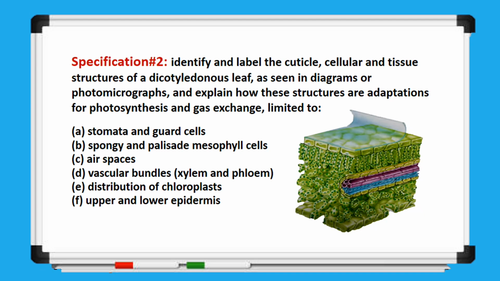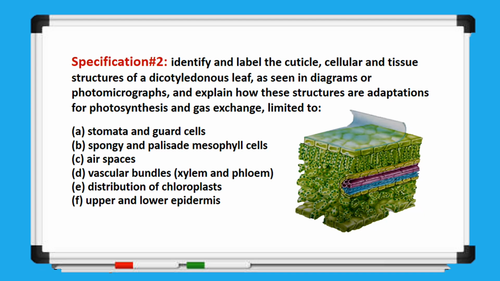First, the stomata and guard cells, which are responsible for controlling gas exchange and water loss. Then we have the spongy and palisade mesophyll cells, which play different roles in maximizing photosynthesis. The air spaces between cells allow for efficient diffusion of gases. We'll also look at the vascular bundles, that's the xylem and phloem, which transport water, minerals, and food throughout the plant. Another important feature is the distribution of chloroplasts, especially in the palisade layer where light absorption is maximized. Finally, we have the upper and lower epidermis, which help protect the leaf and regulate water loss.